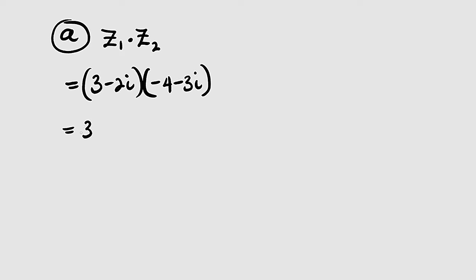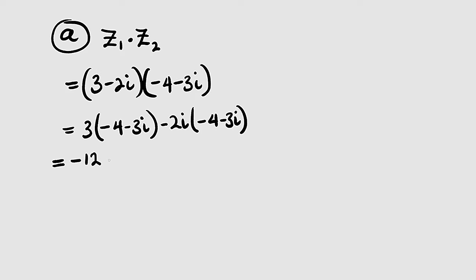So let's apply the distributive property here. You take 3, you distribute over the second parenthesis, negative 4 minus 3i. Then you take the second term, which is negative 2i, and distribute over negative 4 minus 3i. All right, let's expand. 3 times negative 4 is negative 12. 3 times negative 3i is negative 9i. Then negative 2i times negative 4 is positive 8i.